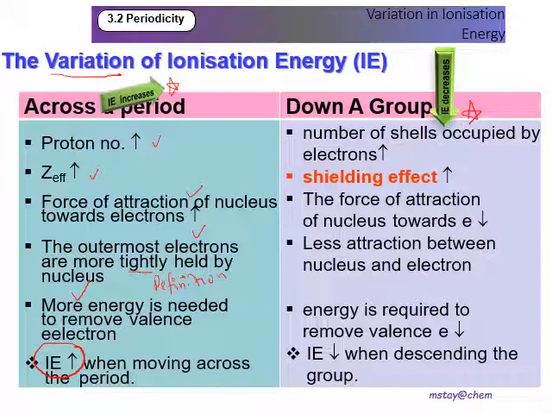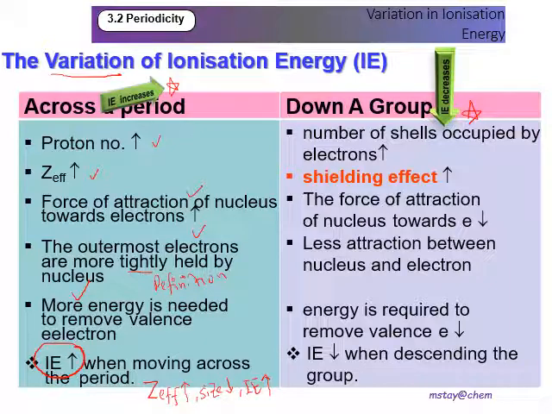So from here, we can make a quick summary. If effective nuclear charge increases, the size will get smaller. At the same time, the IE will increase as well. Okay, next goes to down a group.